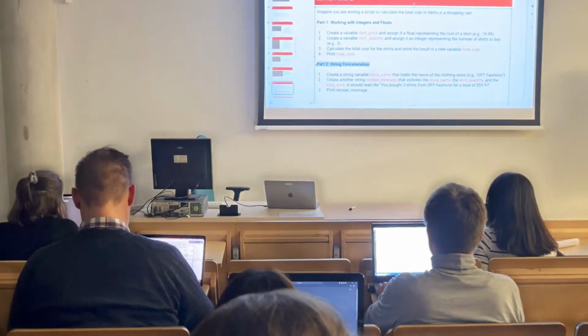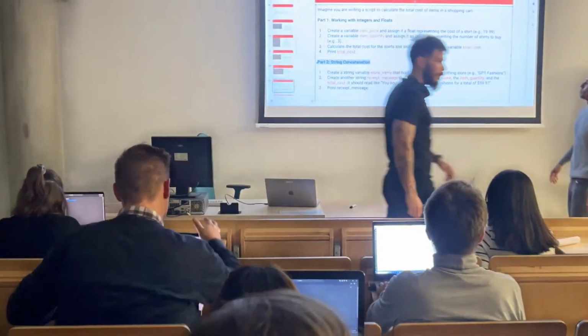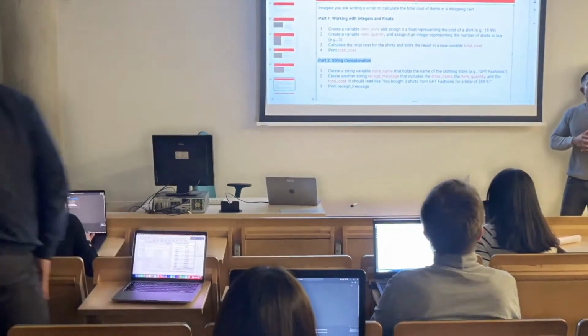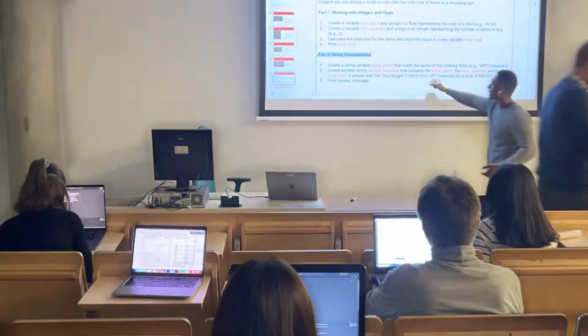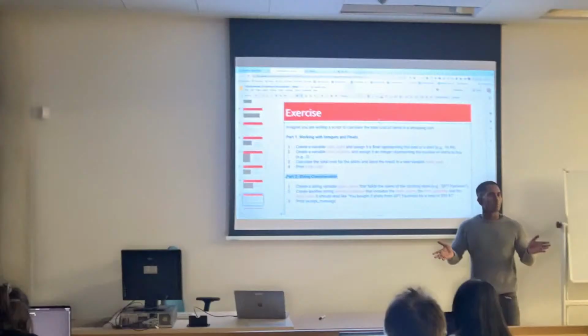Okay. So basically, what line number one is asking you to do is create a variable called store name and call it GPT Fashions, right? Just assign the variable GPT Fashions.